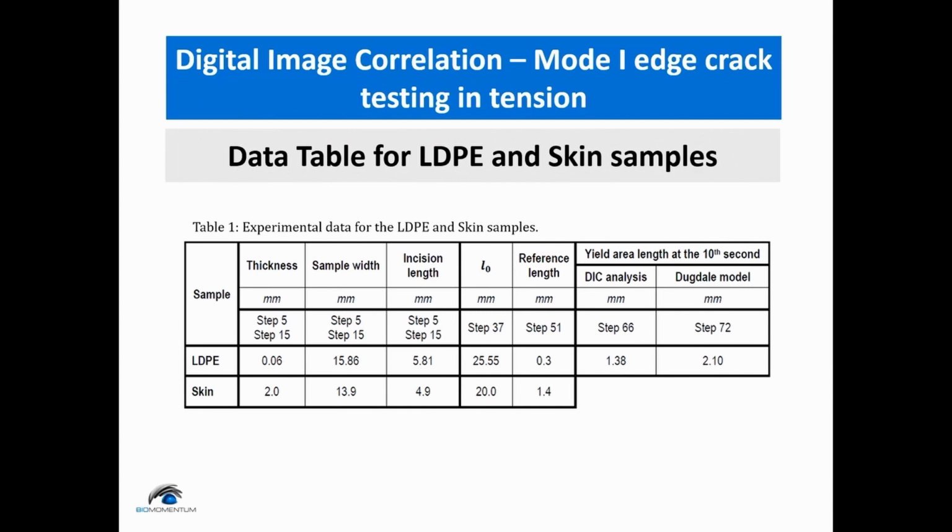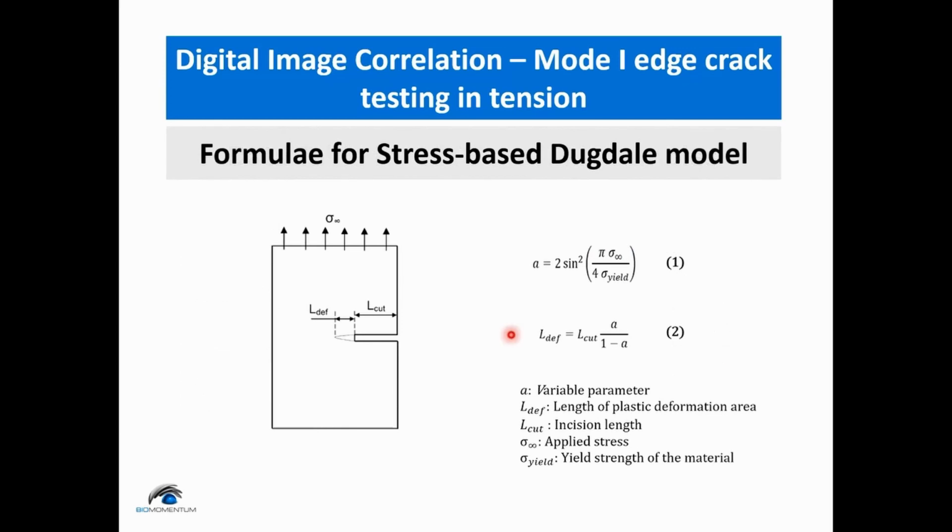Compute the technical strain of the sample referring to the reported L0. Compute the length of the plastic deformation area with equation 2 of the Dugdale model, where A is the variable parameter, defined as equation 1. L-def is the length of the plastic deformation area, L-cut is the incision length, sigma infinity is the stress applied to the specimen, and sigma yield is the yield strength of the material.